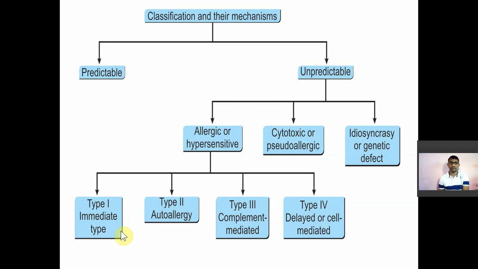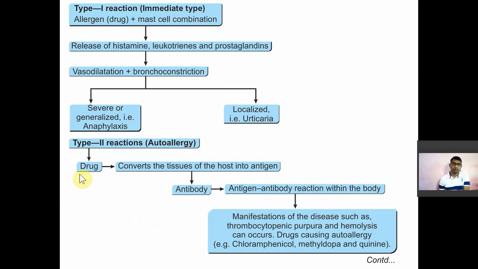So type 1 is known as immediate type allergic reaction, type 2 is known as autoallergy, type 3 is known as complement mediated allergic reaction, and type 4 is known as delayed type or cell mediated allergic reaction. Okay, so just remember the names of type 1, type 2, type 3, type 4. Now next, what is type 1 allergic reaction. Okay, so in adverse drug reactions there is one type called allergic drug reaction, or drug allergy, and in that also there are 4 types of drug allergy.